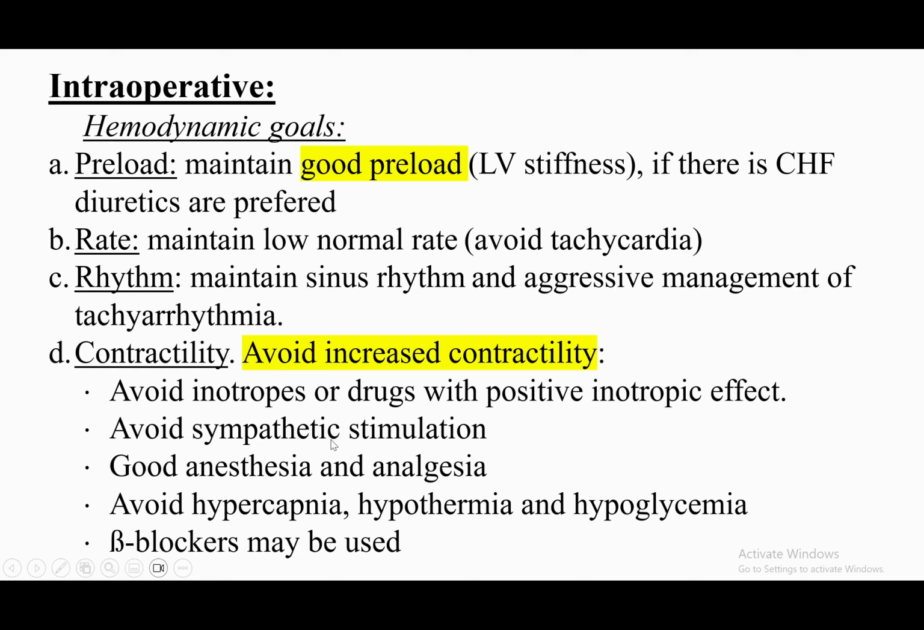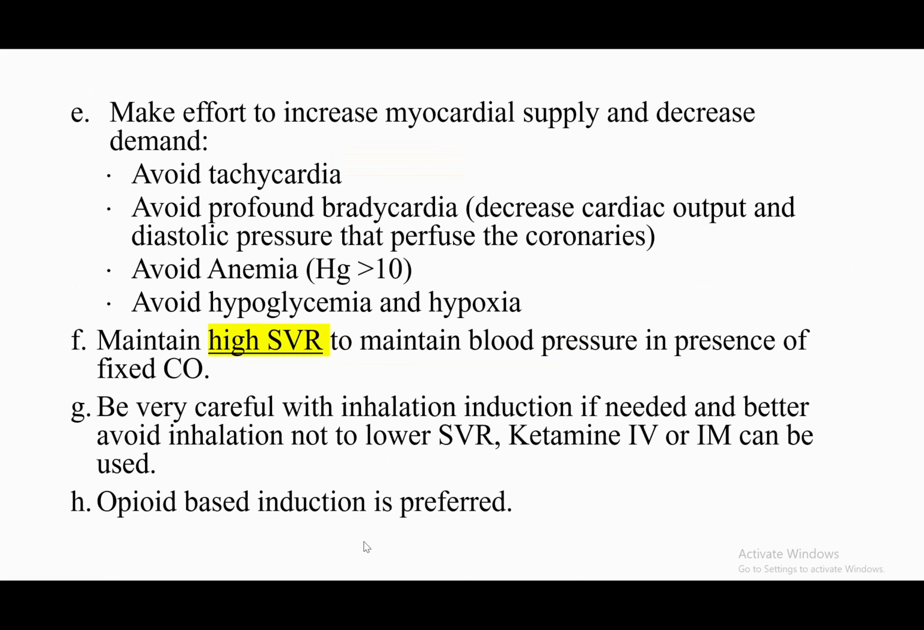Avoid sympathetic stimulation; provide good analgesia and anesthesia. Avoid hypercapnia, hypothermia, and hypoglycemia, which would cause a reflex increase in sympathetic stimulation. Beta blockers may be used; those patients are usually on beta blockers. Make an effort to increase myocardial supply and decrease demand. Avoid tachycardia. Avoid profound bradycardia.